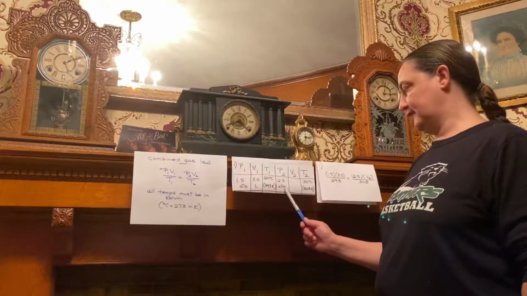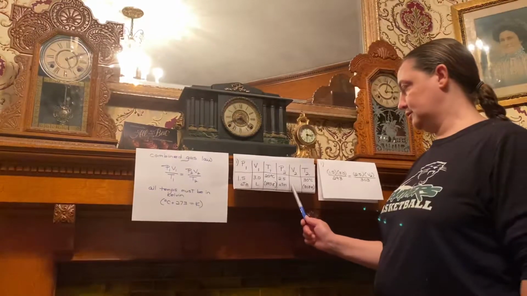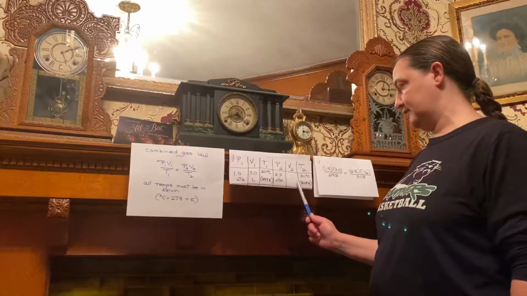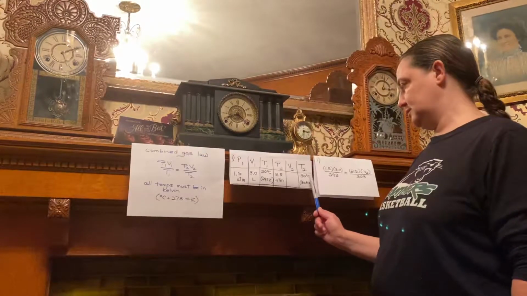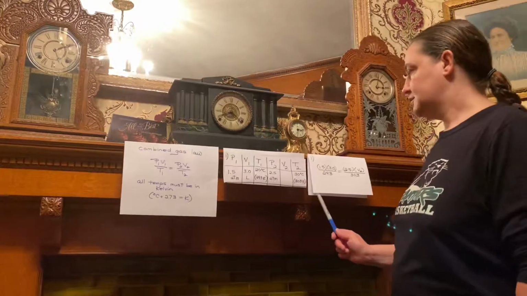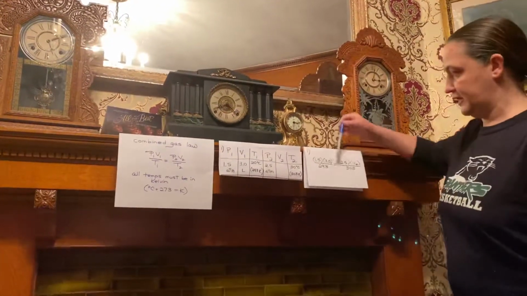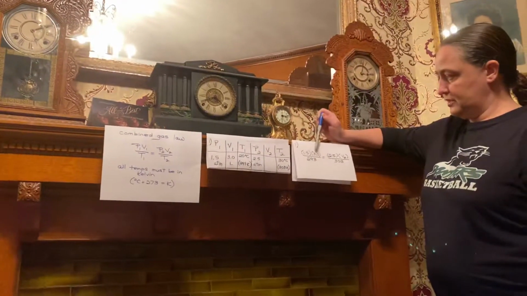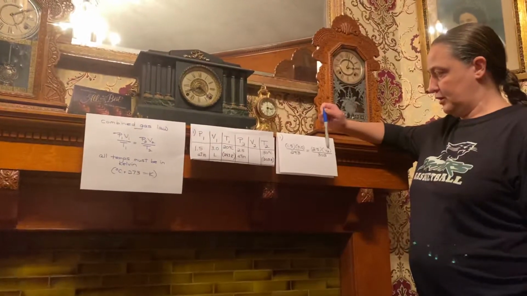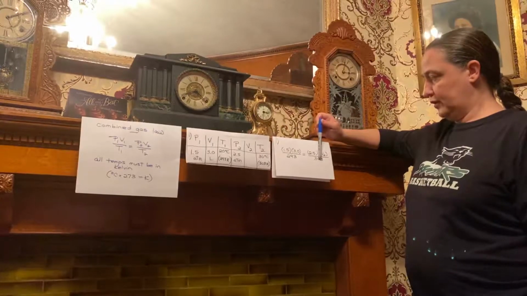Pressure 2 is 2.5 atm. V2, volume 2 is missing because that's our unknown. You're always going to have one unknown every time. And then T2 is 30 degrees or 303 Kelvin. So I took this and I set this up in the equation. It's pressure 1 times volume 1 over temperature 1 equals pressure 2 times our unknown V2 over T2.